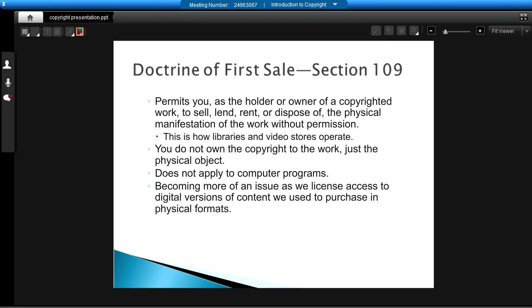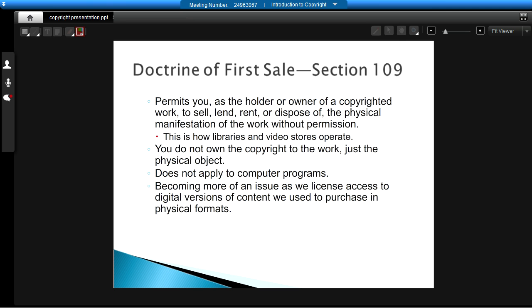Never do you actually obtain the copyright to that material. When you buy a book, and you all know this, or you buy a video, you don't actually get the copyright to that material. You just buy a piece of plastic or a bunch of pages with print on them. And so you can burn it, you can sell it, you can rent it, and again, this is how libraries and video stores operate. But you never, ever actually have the copyright to it.